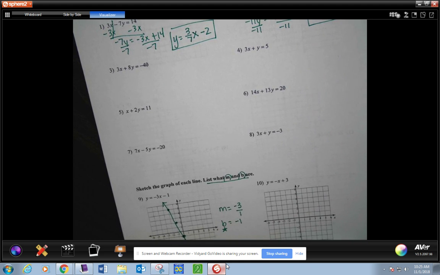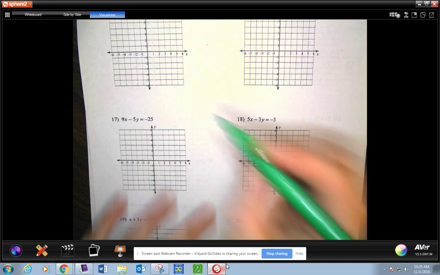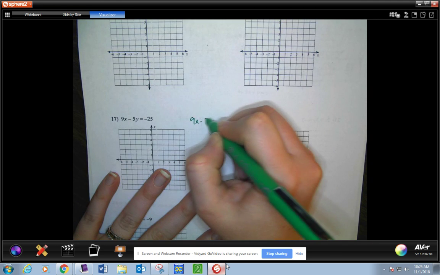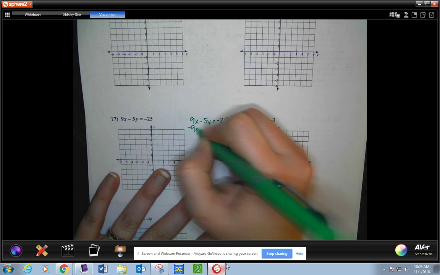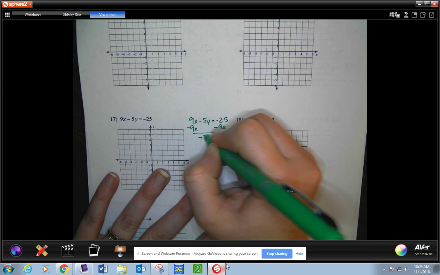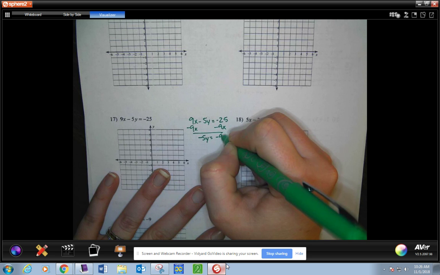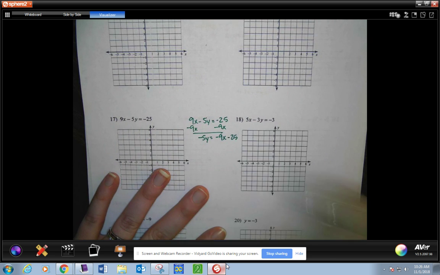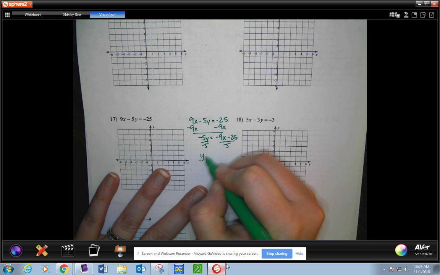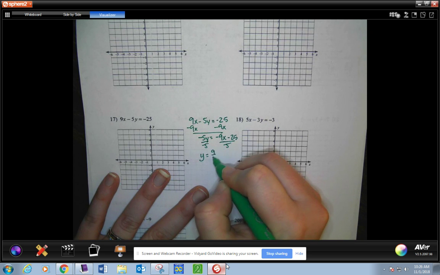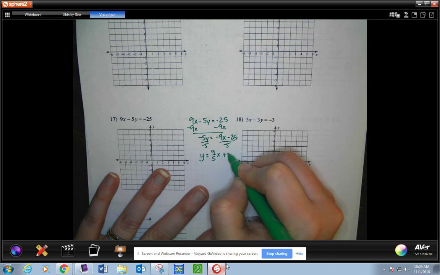The last example I'm going to show you is on number 17. Okay, if you look at number 17, you've got 9x minus 5y equals negative 25. So you must move the x by changing the sign. That gives you negative 5y equals negative 9x minus 25. Divide by the number in front of y. That gives me y equals 9/5 x plus 5.